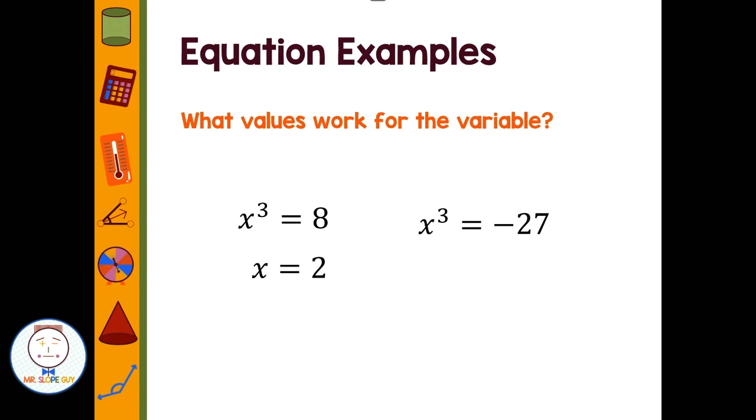Let's look at a new one. We have x to the 3rd power equals negative 27. I'm looking for the same number multiplied 3 times to equal negative 27. How about positive 3? 3 times 3 is 9, times 3 is 27. I got the right number, but the sign doesn't work. Negative 3 would work, because negative 3 times negative 3 is positive 9. Then positive 9 times negative 3 makes negative 27. So remember, when we multiply negative numbers an even amount of times, it becomes positive. If we multiply negative numbers an odd amount of times, it will be negative.